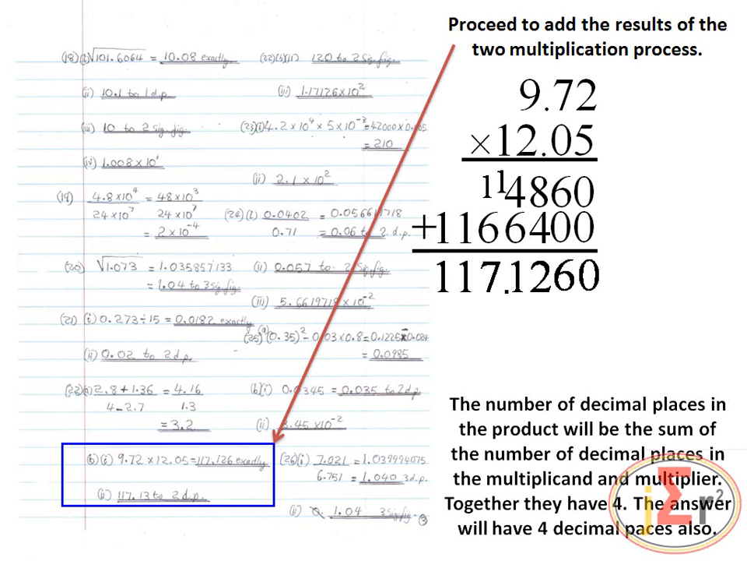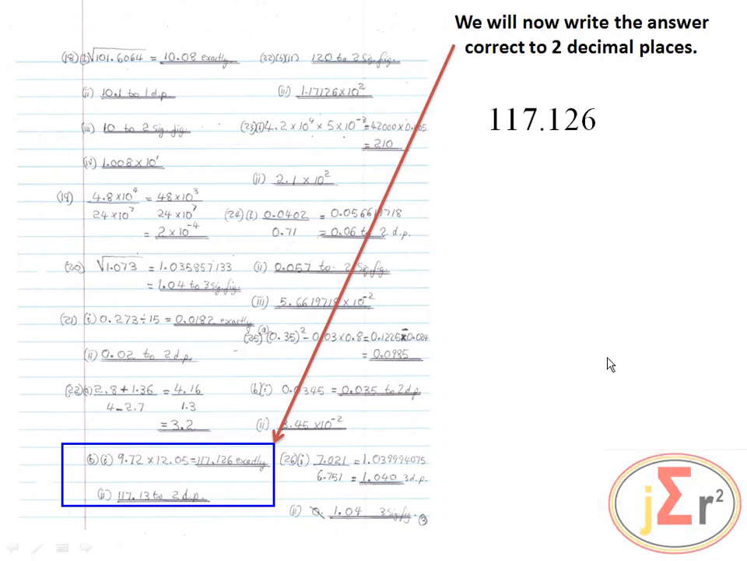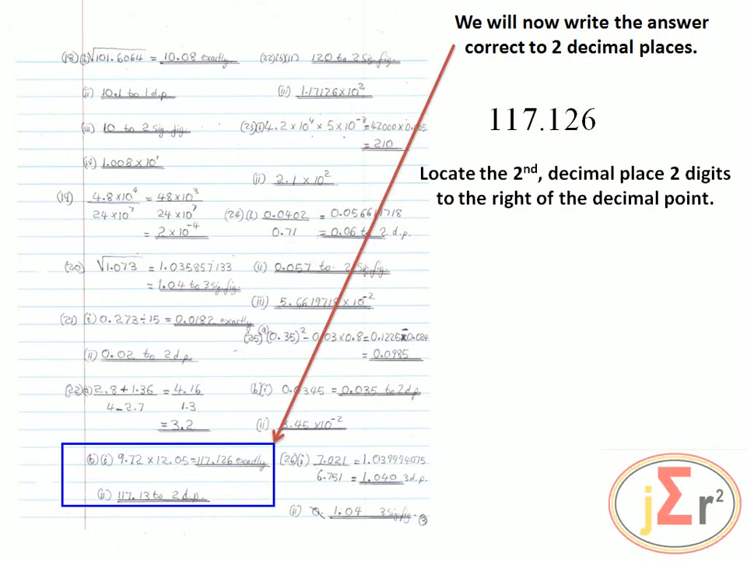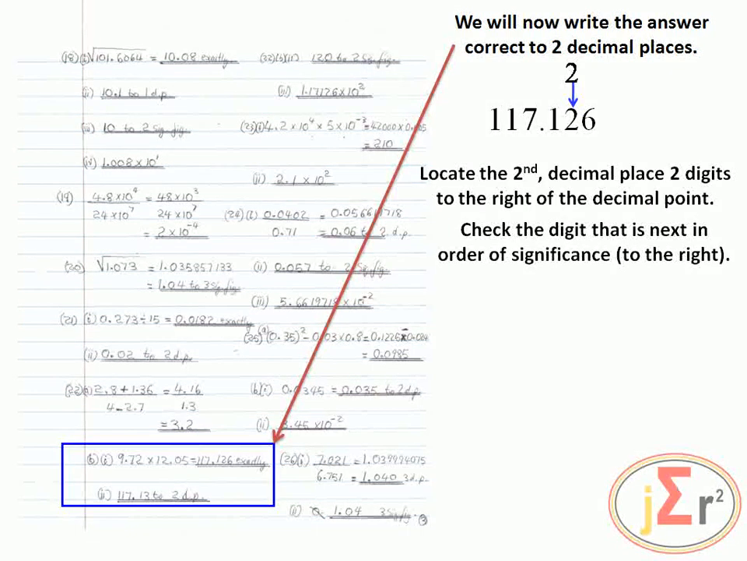117.1260. The trailing 0 may be ignored as we move to the next slide, in which we are required to write the answer correct to 2 decimal places. Locate the second decimal place, 2 digits to the right of the decimal point. Check the digit that is next in order of significance, the one located immediately to the right.